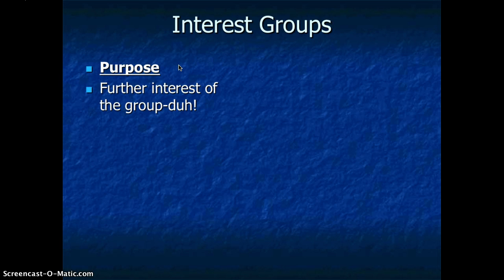All right, so moving on to Chapter 18, that's where you'll find the interest groups. Interest groups are exactly what they sound like. Their purpose is to further the interest of a group. Exactly what you would think an interest group is for. So exactly how do they do that?